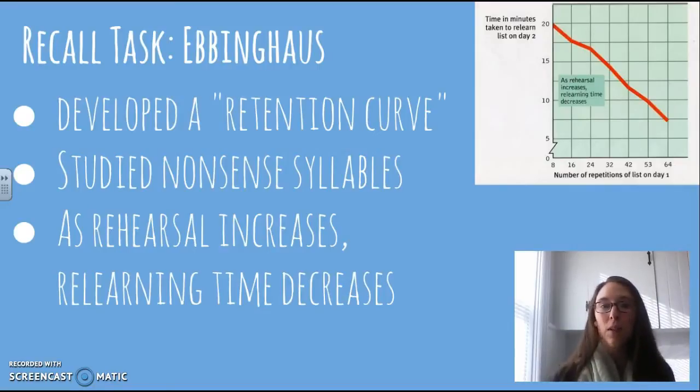He made himself lists of nonsense syllables, and he studied them varying lengths of time on day one to see how well would he recall it later on. And he found that as rehearsal time increases, relearning time decreases, which is a negative correlation. So that's an example of a recall task because you're responsible for filling in all the information by just going into your memory and really using all of your memory ability to pull that information out without many hints.